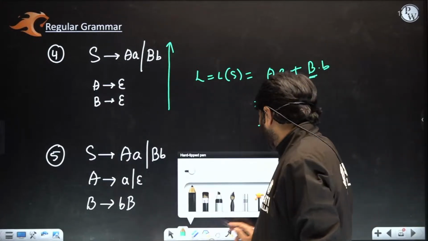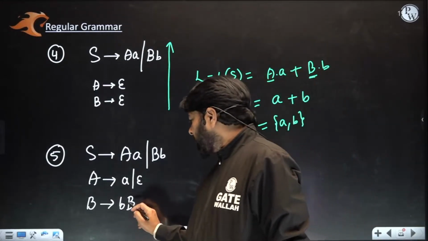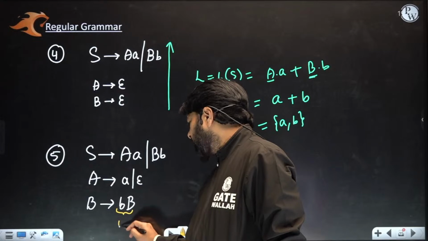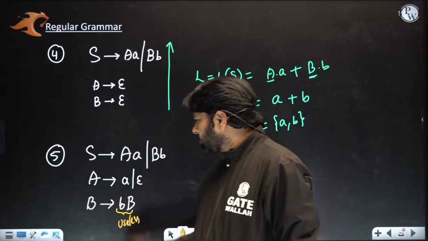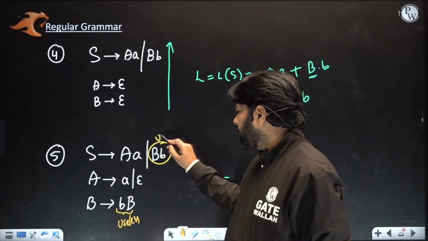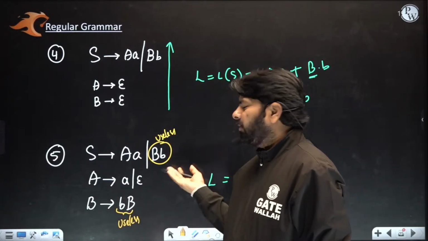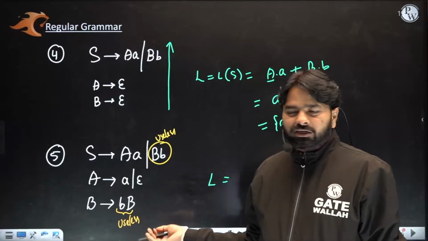First, this BB is useless because it never stops. Useless. So that means B is useless. So this production is useless. B can't generate even one string, so useless.